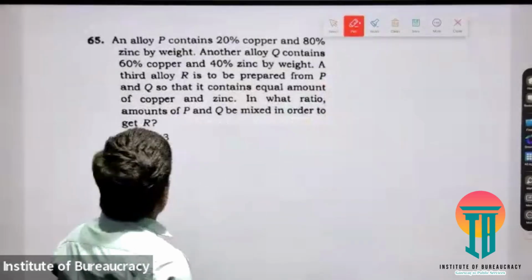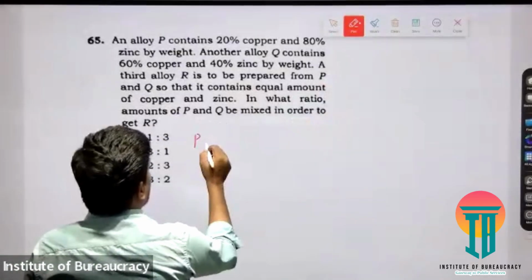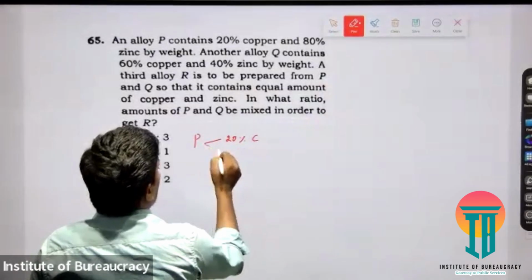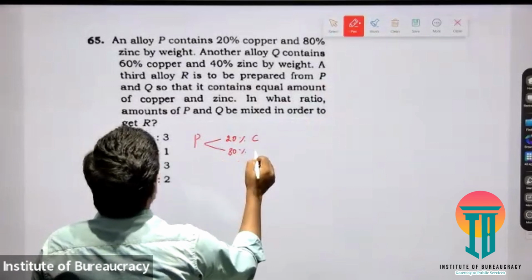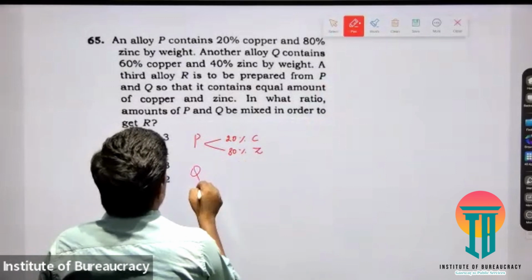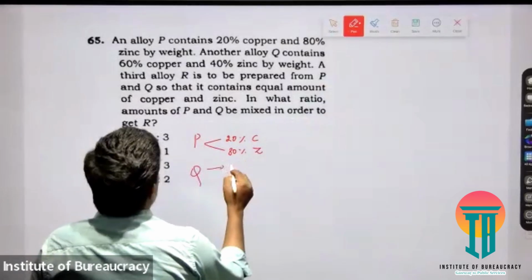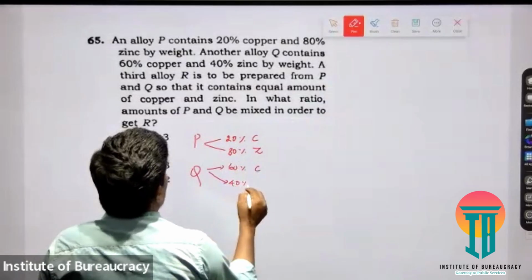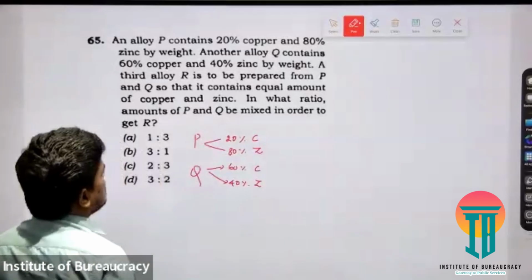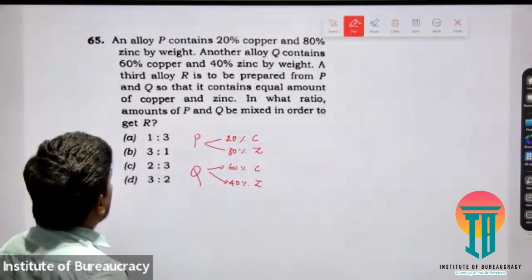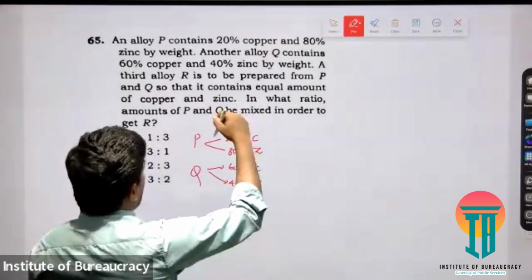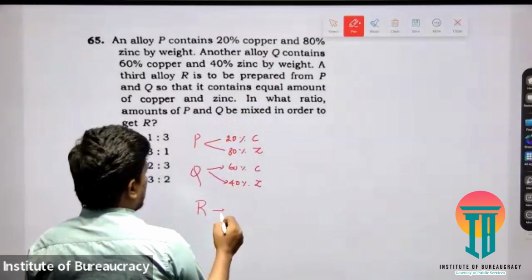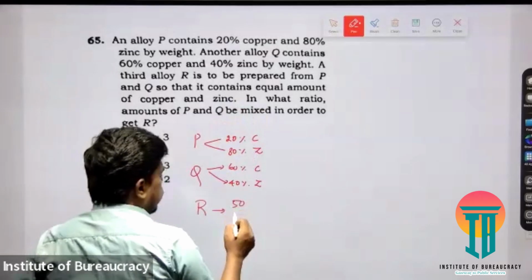Okay. An alloy P contains 20 percentage copper and then what? 80 percentage zinc. Another alloy Q contains 60 percentage copper, 40 percentage what? Zinc by weight. A third alloy R is to be prepared from P and Q so that it contains equal amount of copper and zinc. So we need to find R. It should have equal amount.